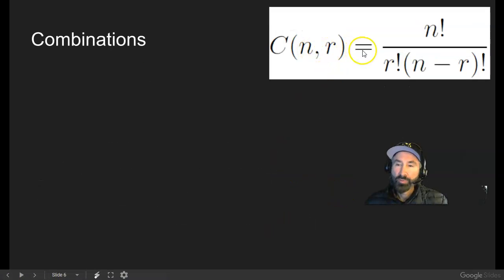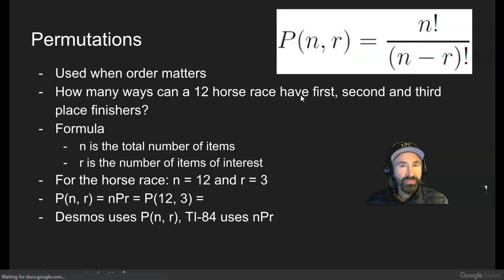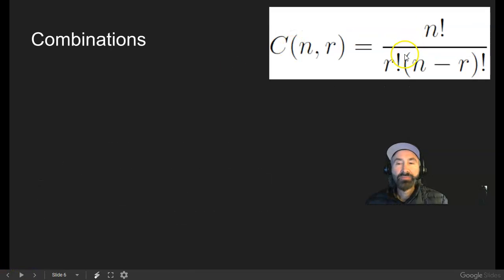Combinations. Here's the formula for combinations. I'd like to point out that the formula for combinations is exactly the same as the formula for permutations, except for one little difference. Hello? What just happened there? Try that again. There we go. Except for one little difference. The one little difference is we're dividing by r factorial. So the rest of this formula is exactly the same as for permutations. The only difference is we're also dividing by r factorial.